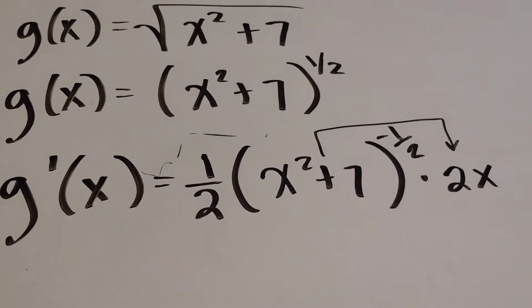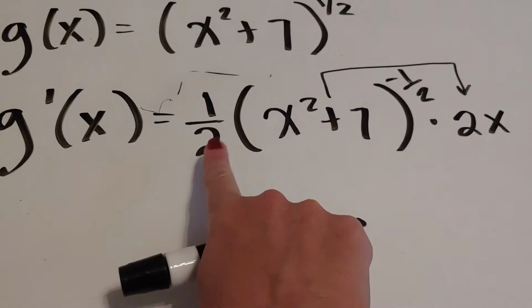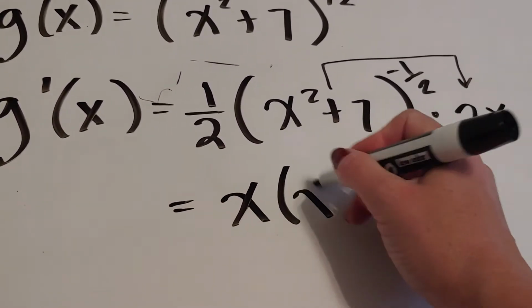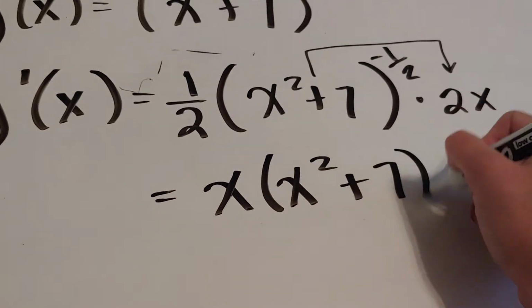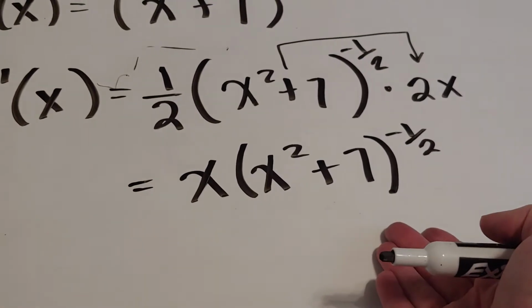Okay. Now, all we're going to do is clean this up. And so the first thing I want to do is I'm going to take this 2x and this 1/2 to the front. The 1/2 and the 2 will cancel, and I'll just get an x. Okay. Beautiful.